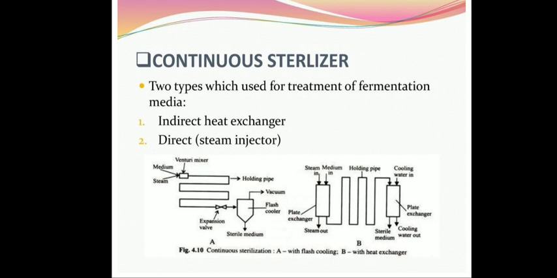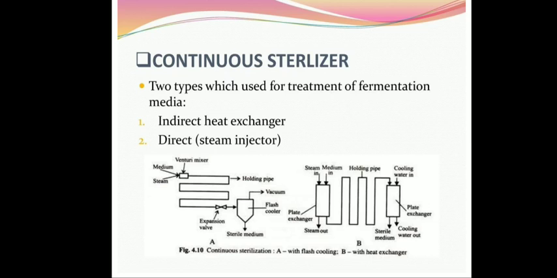Here the medium and steam are passed together, and in the holding pipe or holding loop it is kept for some time, so that it will remain in hot condition due to presence of steam, and due to this temperature rise, all the microbial population will get killed and media will get sterilized. After the holding time, this sterilized medium is left in another container for the cooling purpose, and after cooling, this sterile medium is used for the fermentation processes.